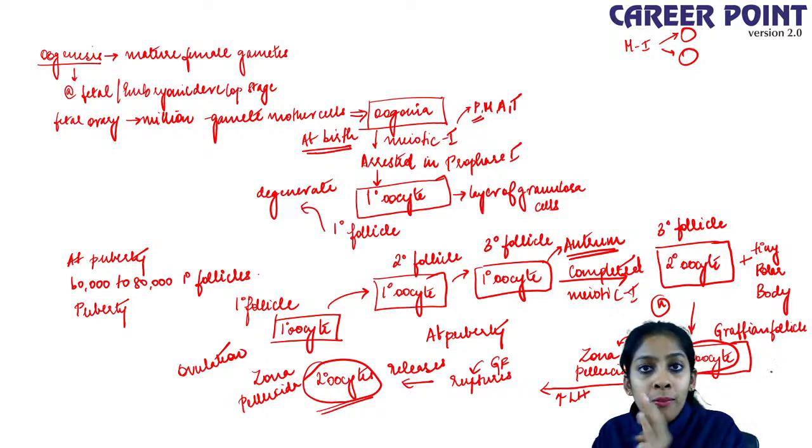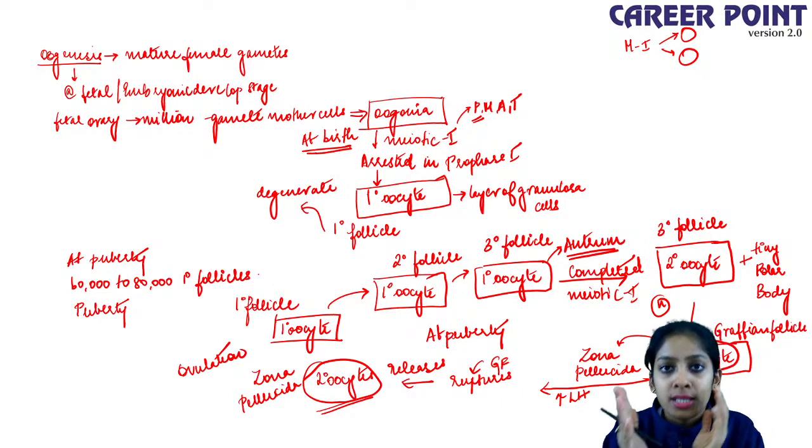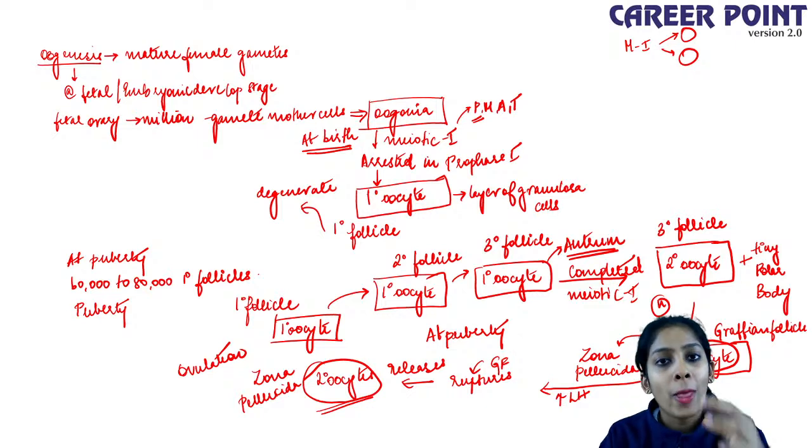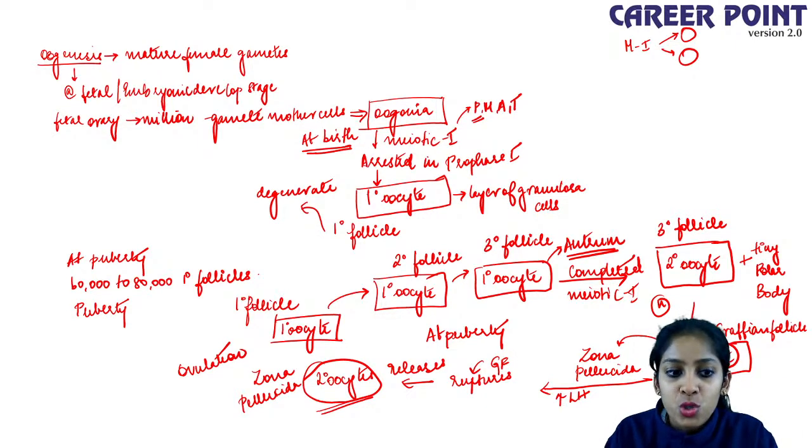Ma'am, only one meiotic division is done. When will the second meiotic division happen? The second meiotic division will happen when the sperm encounters the egg. Alright. So far, this is what happens.